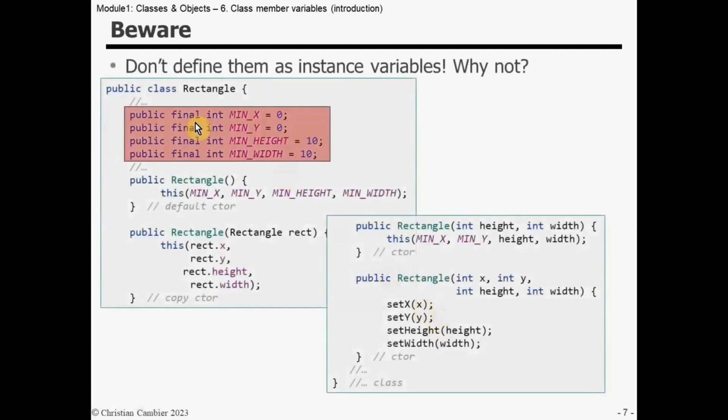So beware, don't define them as instance variables. Why not? Because by omitting the static, I make it an instance variable, and then every object will have 4 properties more, namely these 4: min x, min y, min height and min width. Again, have a look at these under the hood videos in which the difference is explained visually.